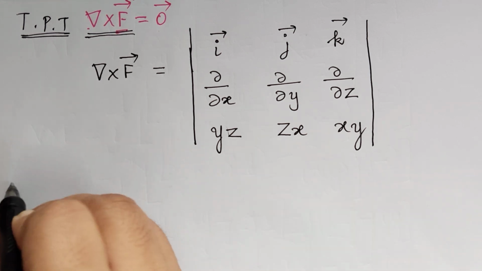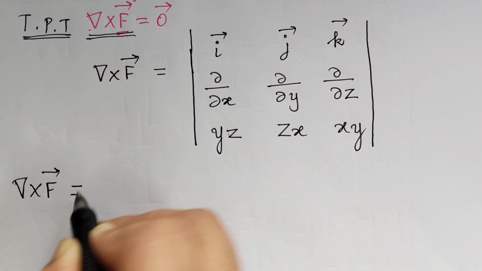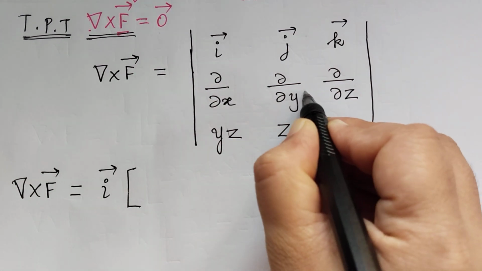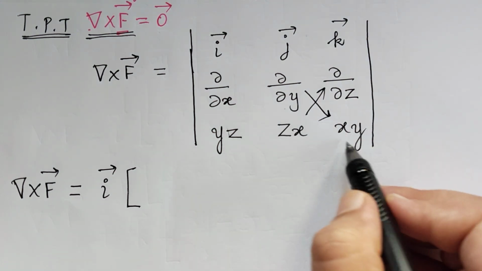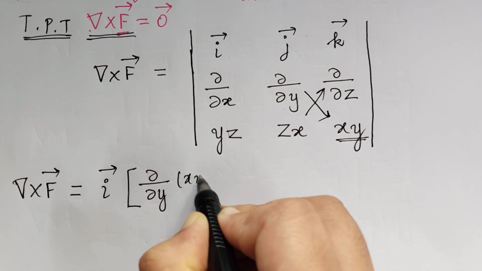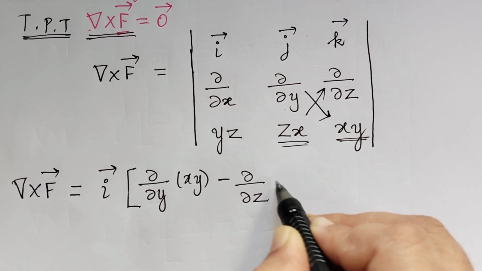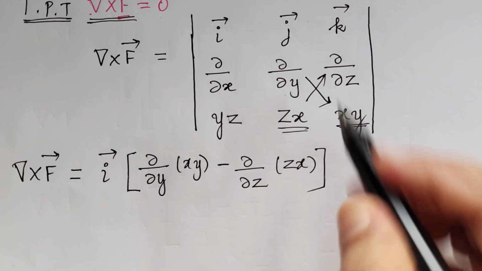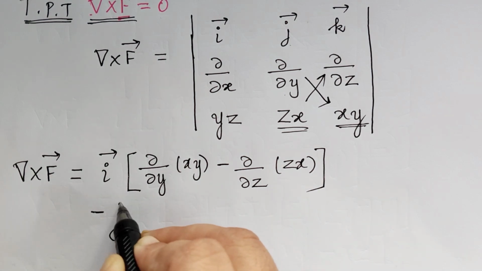So the determinant of this matrix, and here we have nabla cross f vector on the left, is equal to, first we will take i vector multiplied with this into this minus this into this. So dou by dou y of xy minus dou by dou z of zx. So this is done. And next we have j vector. So here we have j. And for that, according to the concept of determinant, it should be negative.